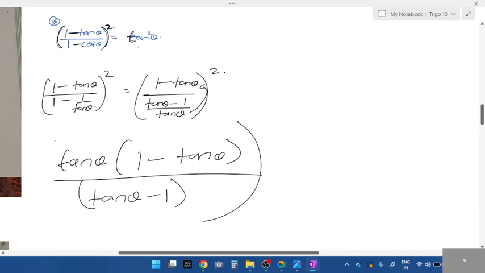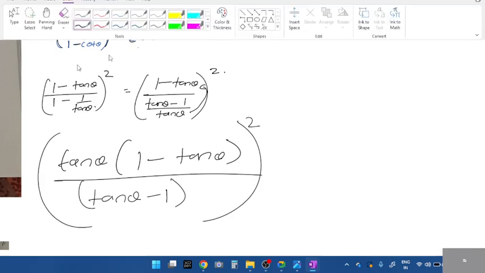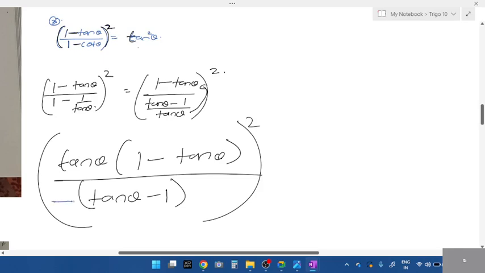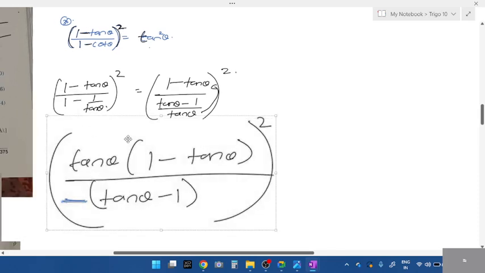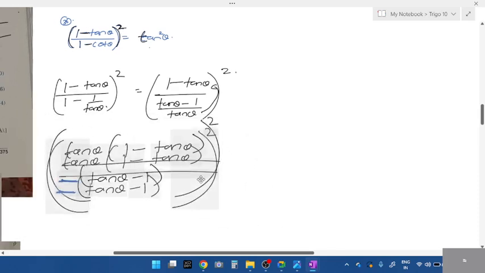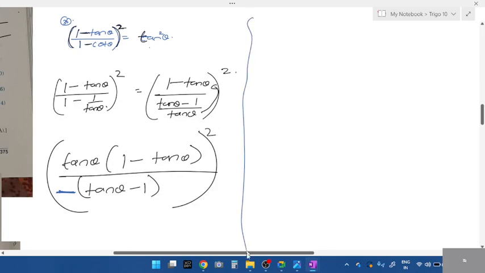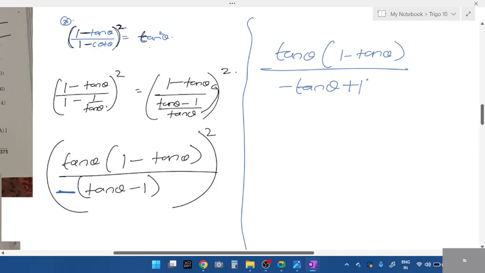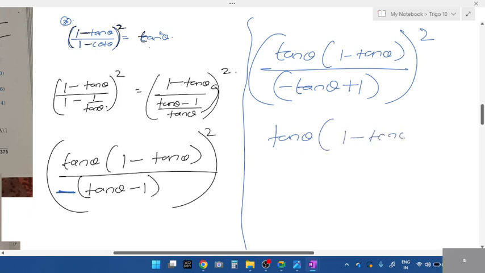Now this denominator value we can multiply with a minus sign. Only the denominator, not the numerator. Look here, minus. Fine. So once you multiply with minus, the numerator remains as it is, students: tan theta into 1 minus tan theta. In the denominator, when you open the bracket, you get minus tan theta plus 1, like this. If you want to rearrange, we know both are the same. If you rearrange this, you get tan theta into 1 minus tan theta.